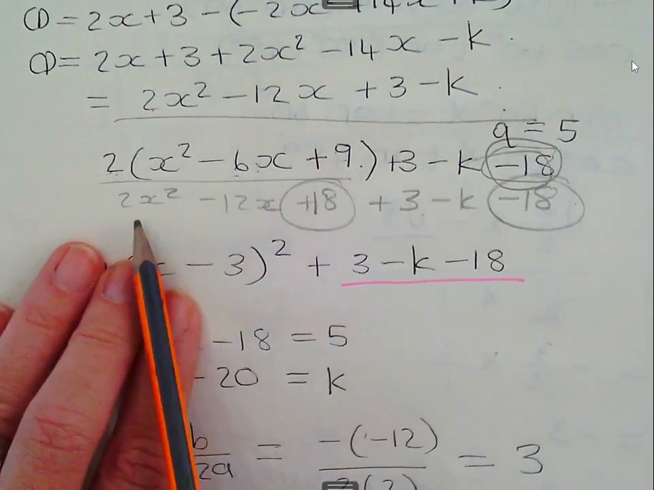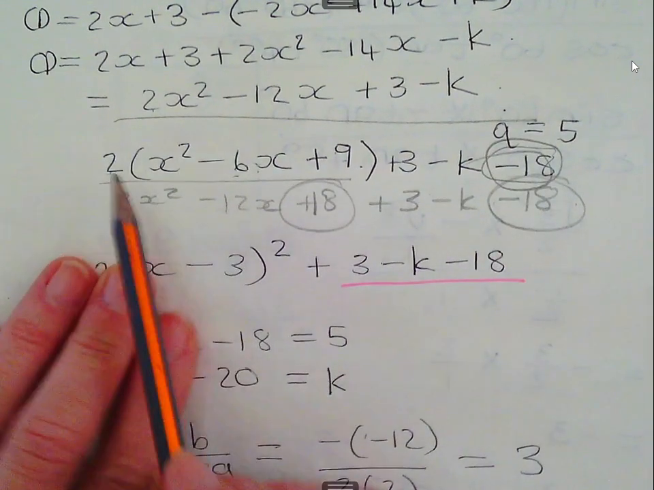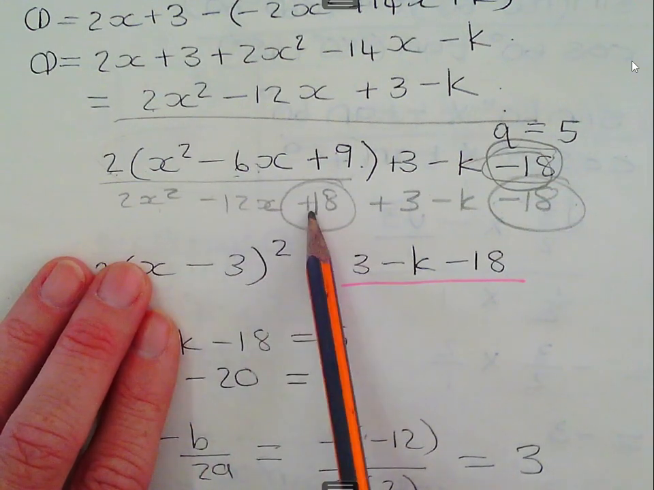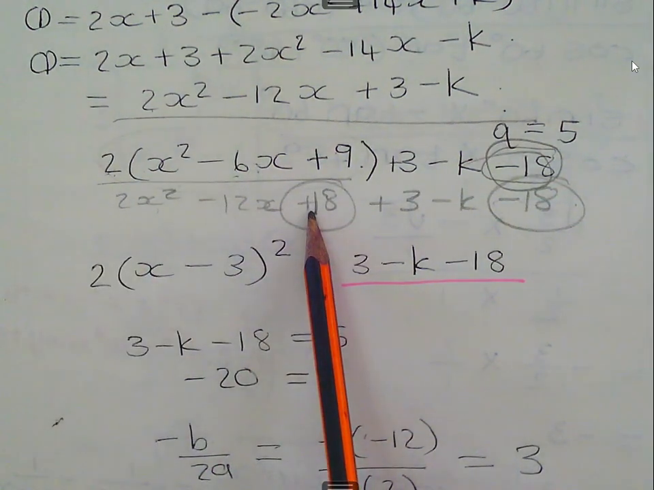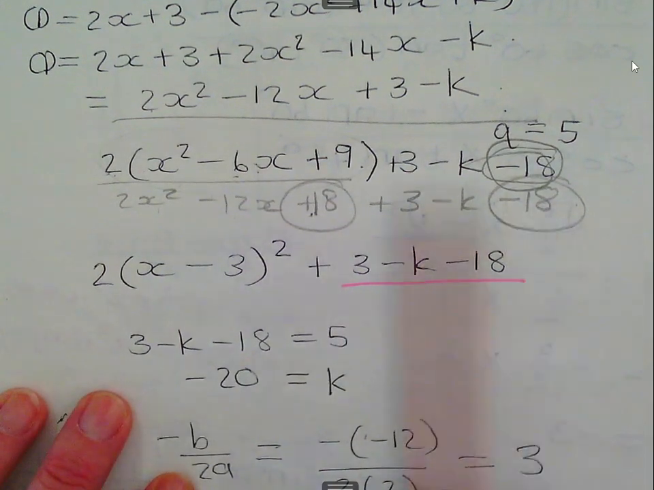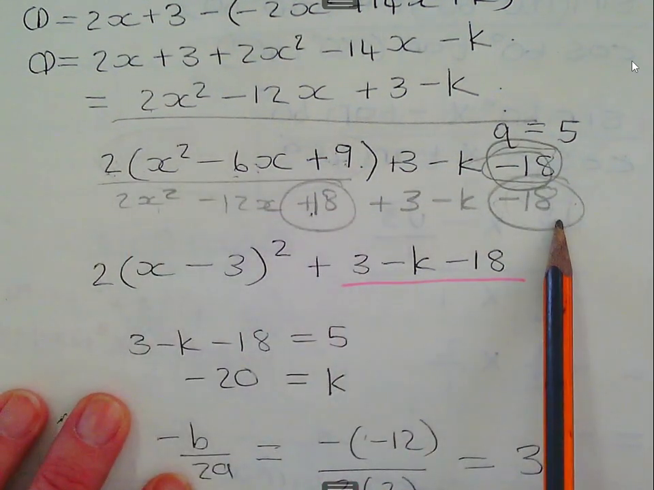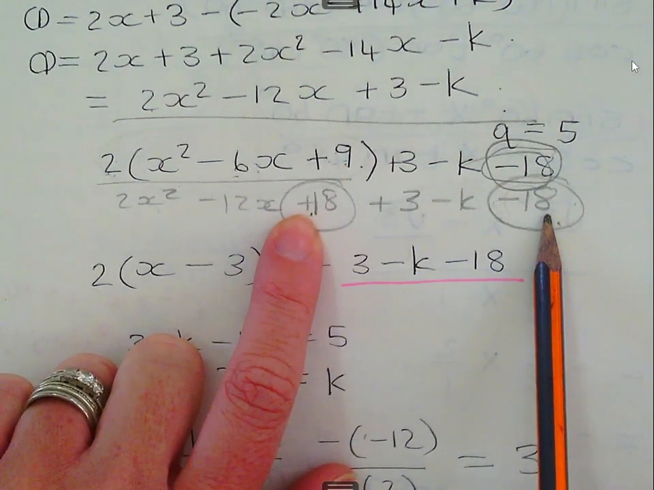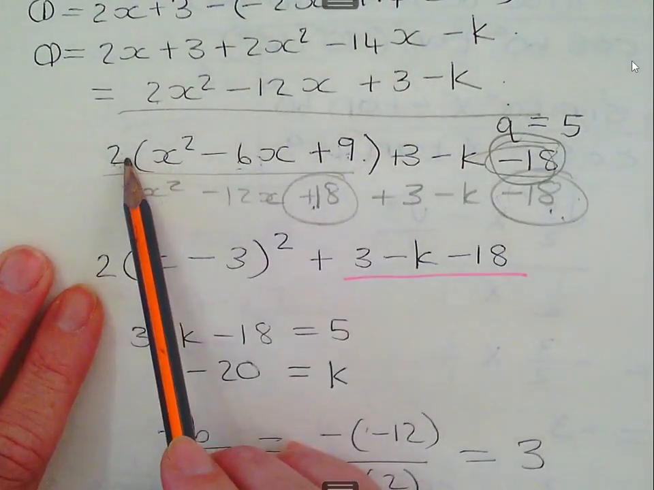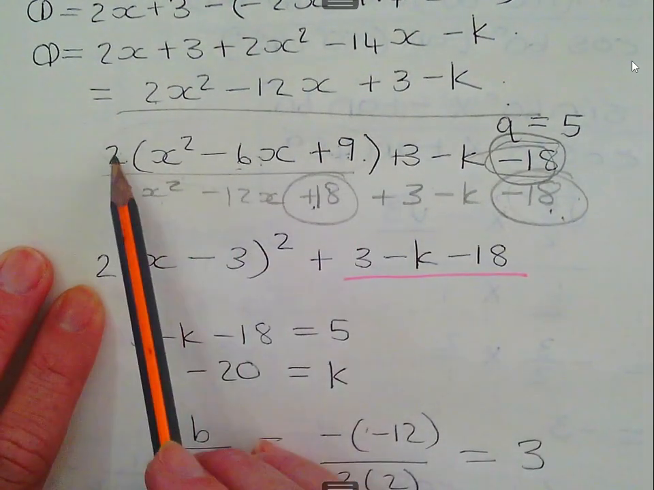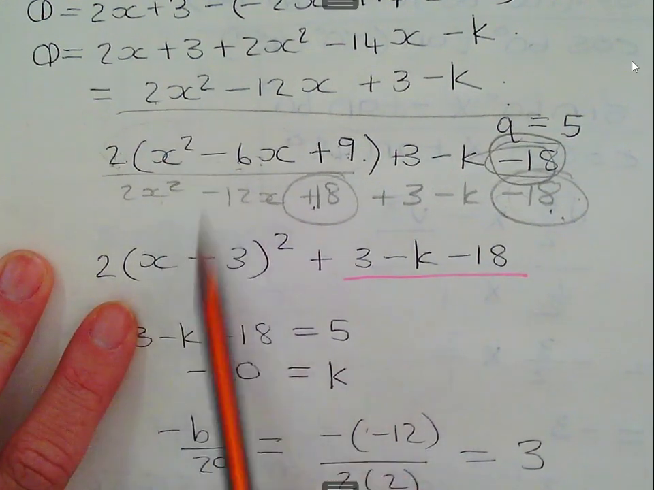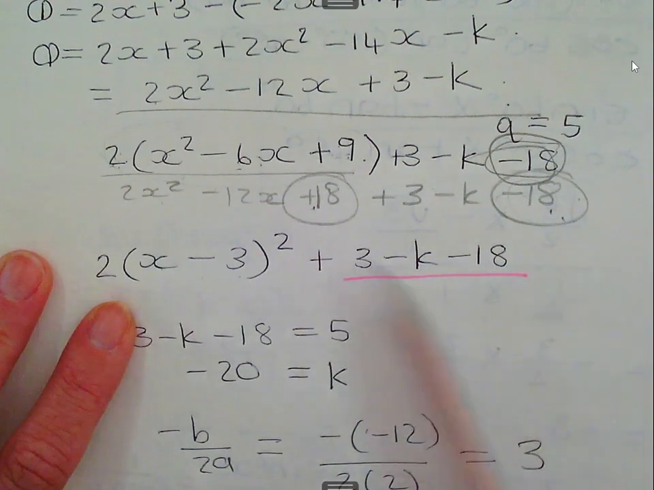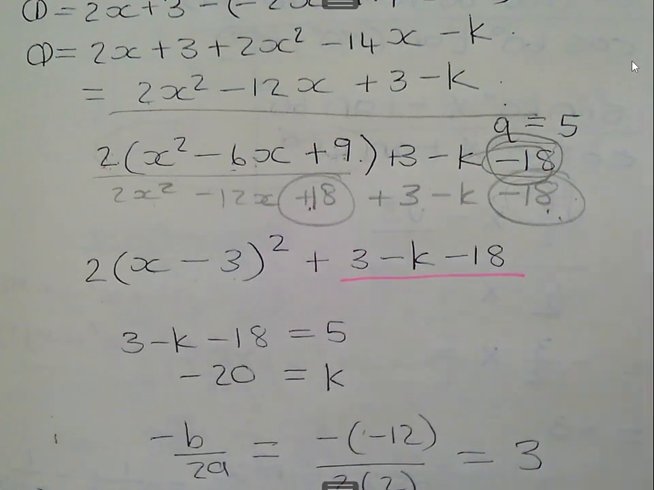And I wrote here in pencil, just to explain this to you, what I actually have here because of the bracket is 2x squared minus 12x plus 18. That's what I'm actually adding. That's why when I subtract, I have to take that one times the 2, so that I add and I subtract the same value. Okay? Now the completing of the square has been done. Now I rewrite it: 2 times the bracket x minus 3, close the bracket, squared, plus 3k minus 18. Now this 3k minus 18 is q.